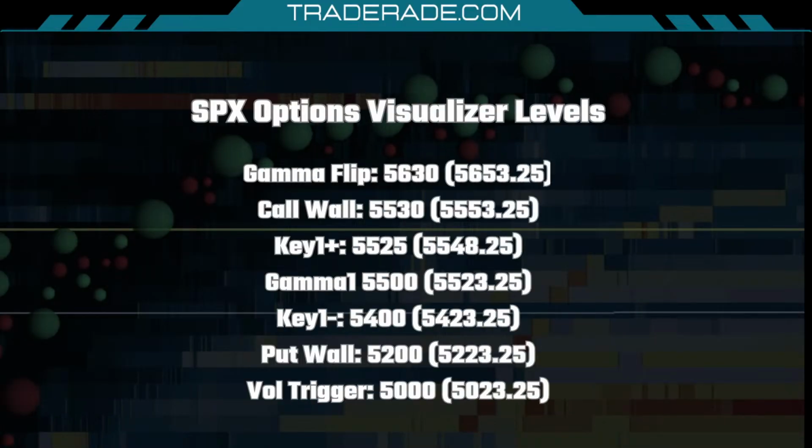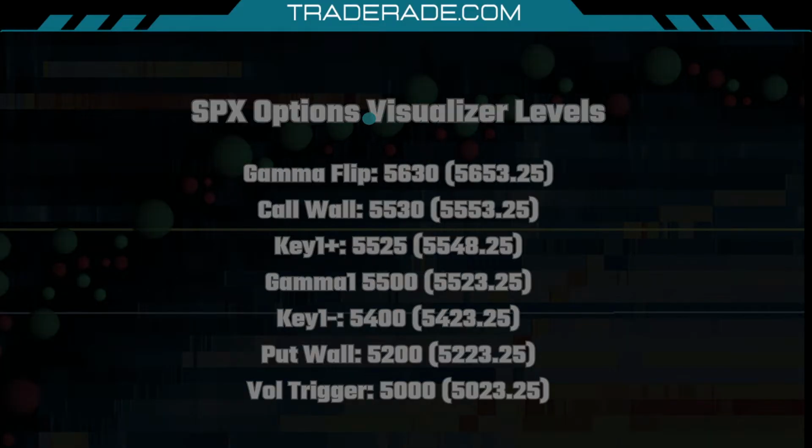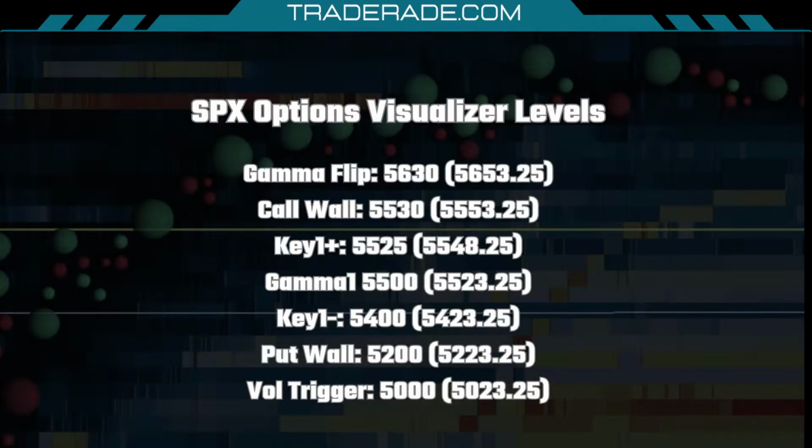Here is something you might want to screenshot. These are some SPX options visualizers for today. These are some of the levels that I'm watching. And I'm going to just put this out on social as well.